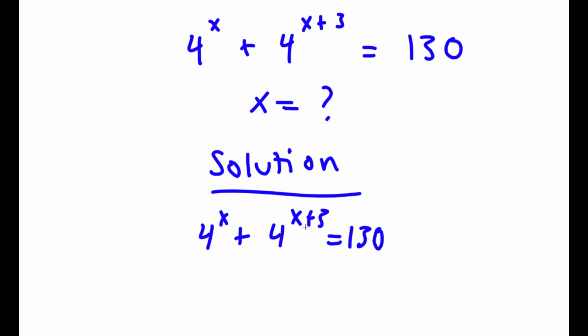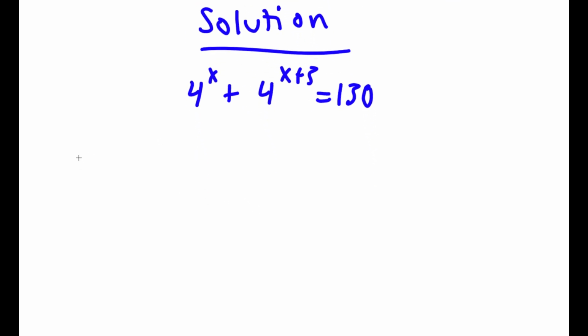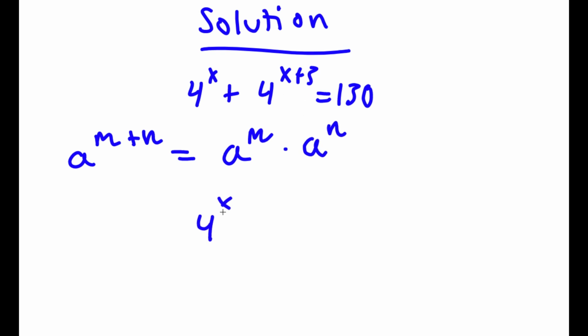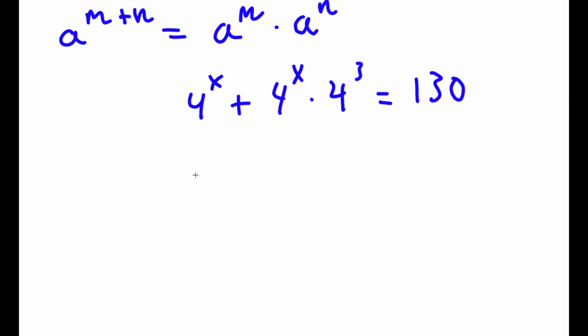Now, if I have something in the form a to the power of m plus n, this is equal to a to the power of m times a to the power of n. So 4 to the power of x plus 3, we can rewrite as 4 to the power of x times 4 to the power of 3. Now this is equal to 1/3. Now from here, what I'm going to do is I'm going to factor out 4 to the power of x.